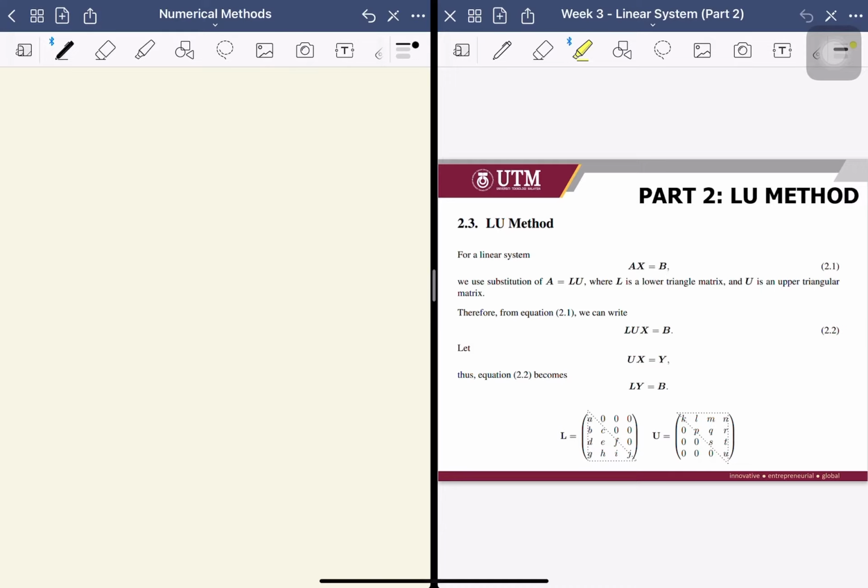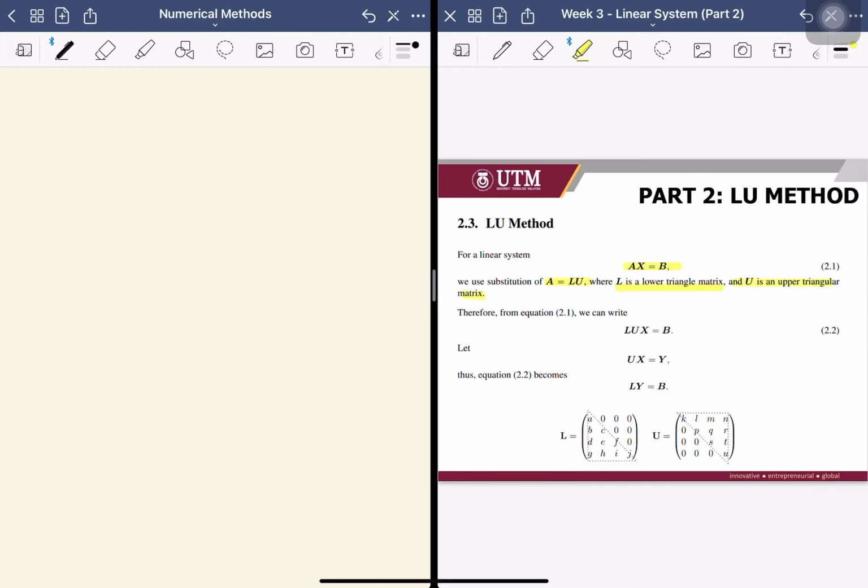Before we talk about each method, we'll see the general form of solving a linear system using the LU method first. We know that a linear system can be written in this form, right? When we talk about the LU method, we will use the substitution A equal to LU. So what are L and U here? L is a lower triangular matrix and U is an upper triangular matrix.